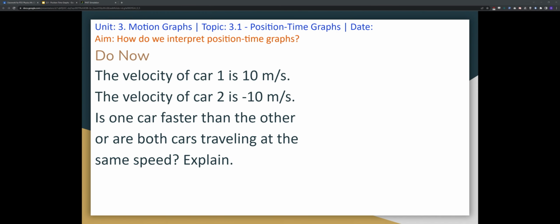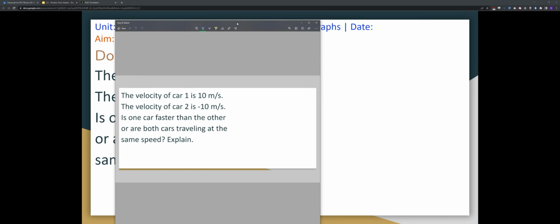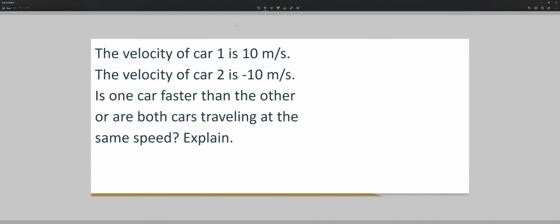Now, what you have to realize in physics, and I say this all the time, is that the negative sign is essentially just the opposite direction. So the negative sign indicates the opposite direction of the positive. Let's say the positive direction is east, well, the negative direction just means west.